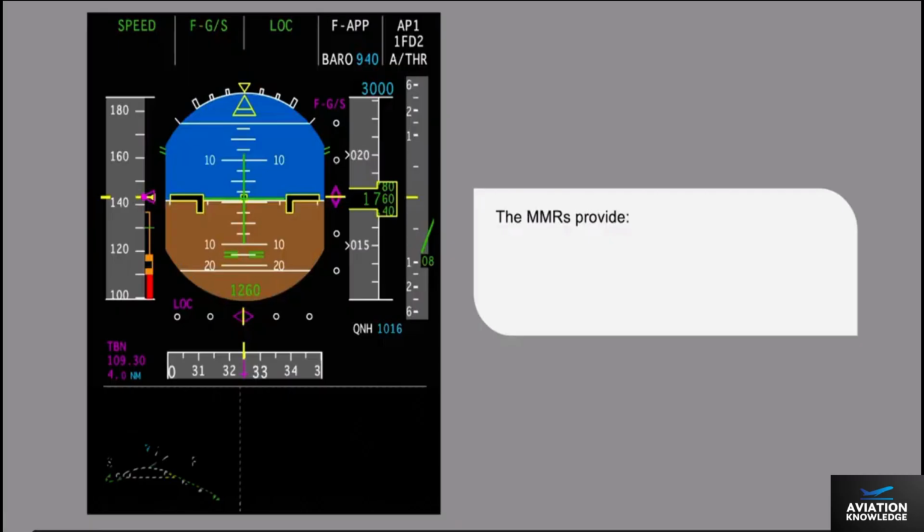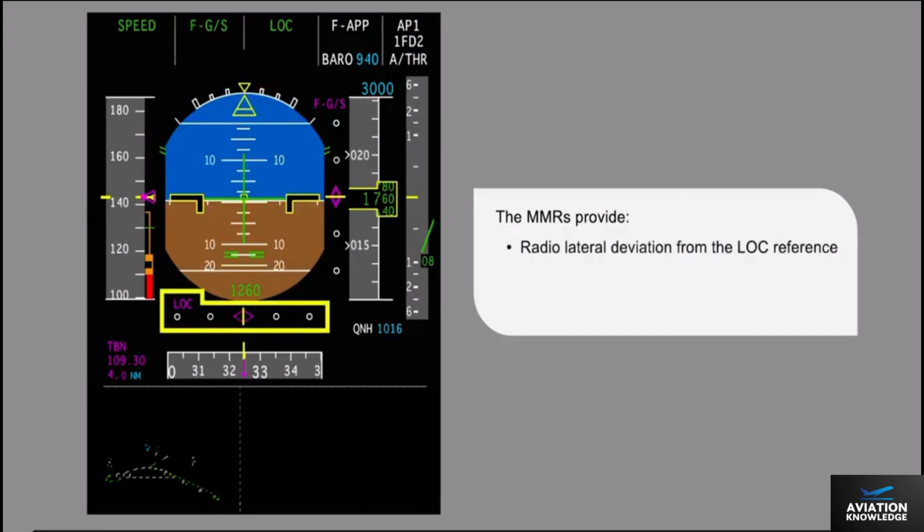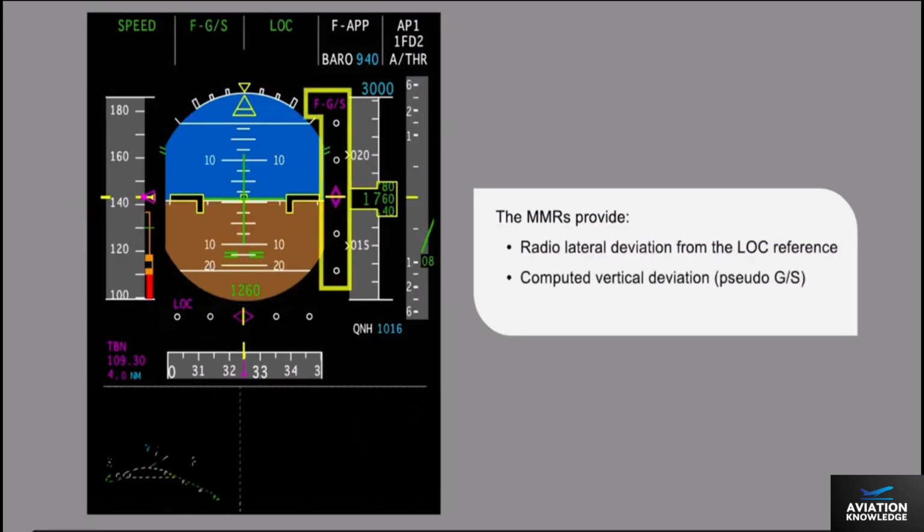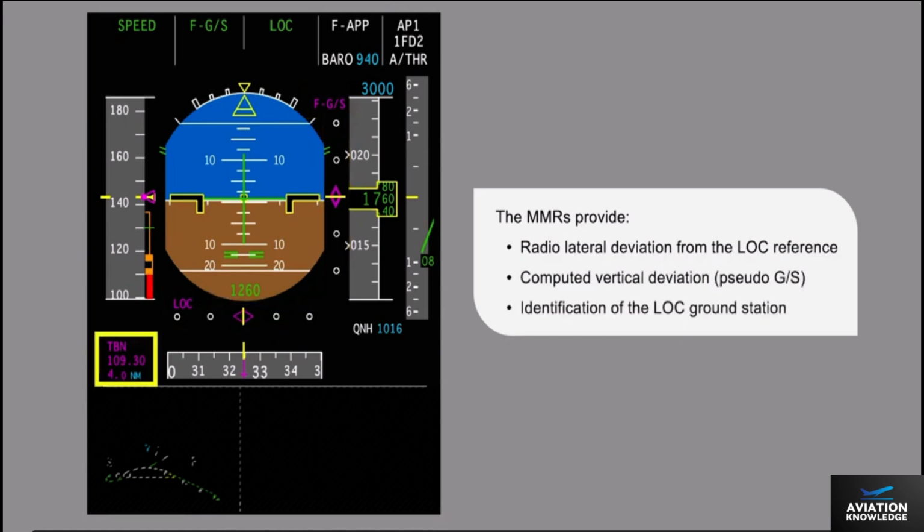The multi-mode receivers provide radio lateral deviation from the localizer reference, computed vertical deviation pseudo-glide slope, and the identification of the localizer ground station.